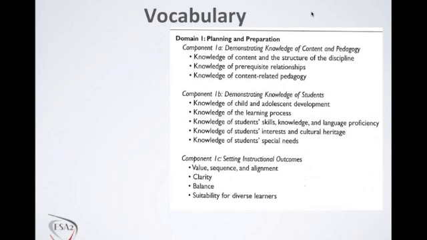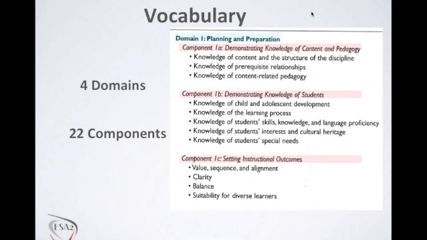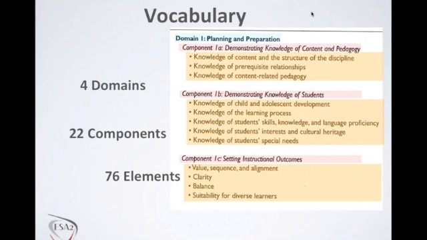If we go one step deeper, you can see underneath our domains we have components. So we have 4 domains, and then our components are broken down A, B, C, D, and so on. There are 22 total components, and under each one of the components are elements. So we have 4 domains, 22 components, and 76 elements. Each one of these elements has a rubric attached to it that outlines exactly what the element requires in order to be scored.